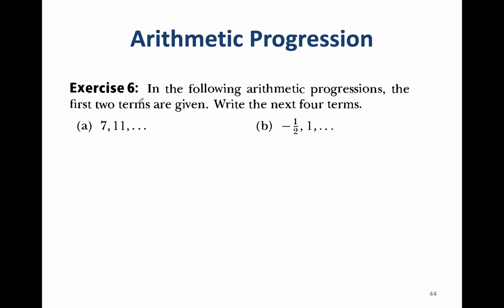Let's see this exercise here. We have two arithmetic progressions, and from them we have two terms. We need to find the next four terms. So A1 is equal to 7, A2 is equal to 11. From this information, we can find that D is equal to A2 minus A1, which is 11 minus 7, equal to 4. So the common difference is 4.